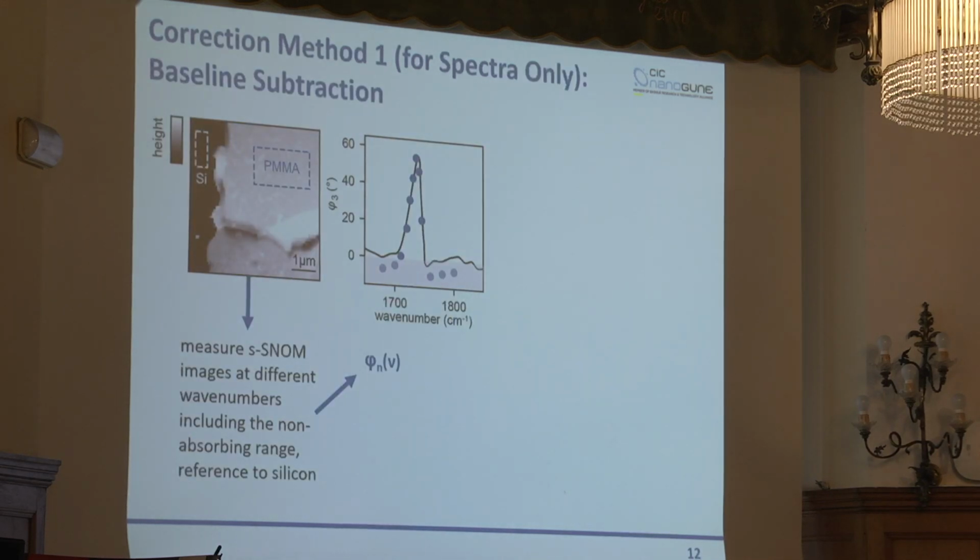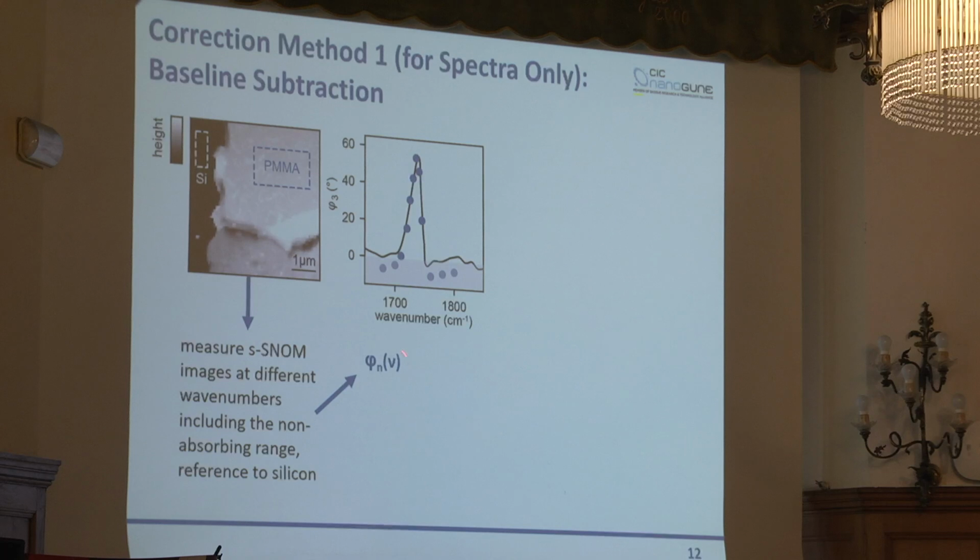Okay, so now we have understood where this negative phase is coming from, but of course we want to get rid of that in our images, because it's hindering us to identify weak molecular absorption, for example. So one correction method, which is working for the spectra here, is basically quite easy. So you measure SNOM images at different wave numbers, and you make sure that you're also measuring in a region where your sample is non-absorbing.